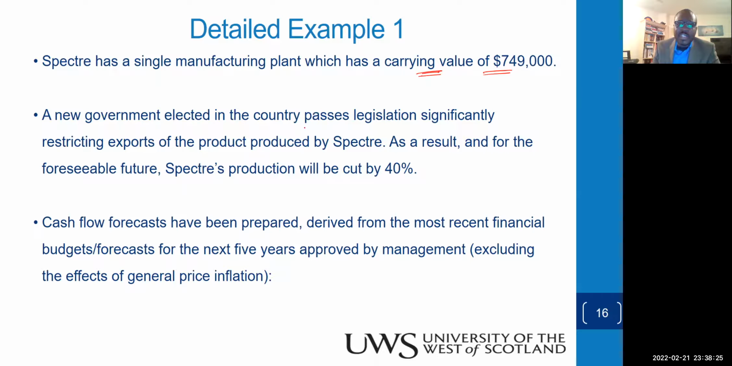A new government legislation came into place and it restricted exports of products. As a result, we have been seeing that the production capacity has reduced by 40%. This tells us it's an indication of what? An external indicator of impairment: government legislation. Cash flows have been prepared, derived from the most recent financial forecast for the next 5 years, approved by management, excluding the effects of general price inflation.